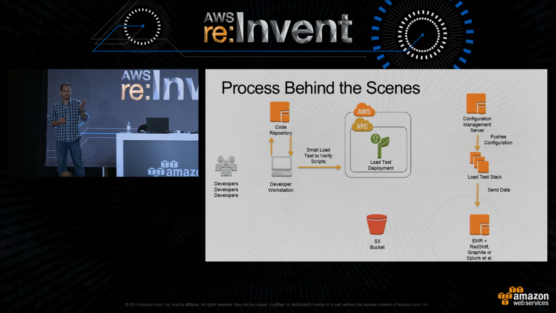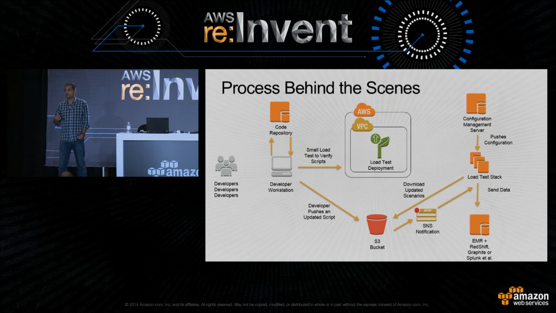And so let's say you're using the similar architecture for running a soak test. This time we're going to leverage the new feature that we launched with S3 notifications. Let's say your developer pushes a new script for the soak test. S3 can actually send a notification to your load test stack. Your load test stack then has two choices. It can either automatically download the updated scenarios and restart the test, or it can notify your load test or soak testing team and basically tell them that there's a new scenario. Do you want to run an updated scenario?